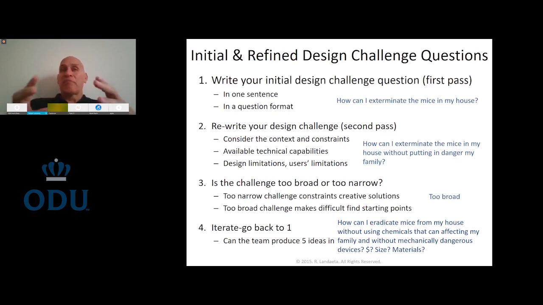That is 10 by 10 centimeters at max. And I'm only going to use recyclable materials. That is a very focused, still broad design question that can help us to start producing ideas, okay?